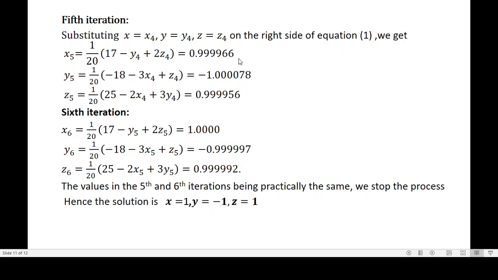Hence, the values are obtained to the desired degree of accuracy. Therefore, x is equal to 1, y is equal to -1 and z is equal to 1. Hence, by Gauss-Jacobi's iteration method, we get the solution, and solution is x is equal to 1 and y is equal to -1 and z is equal to 1. Okay. So this method is known as Gauss-Jacobi's iteration method. We carry out iterations or approximations till the values are obtained to the desired degree of accuracy.